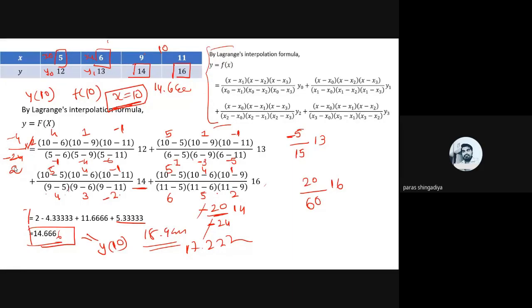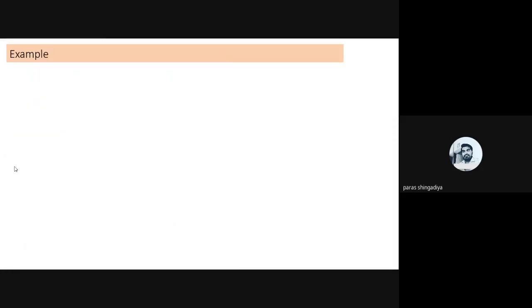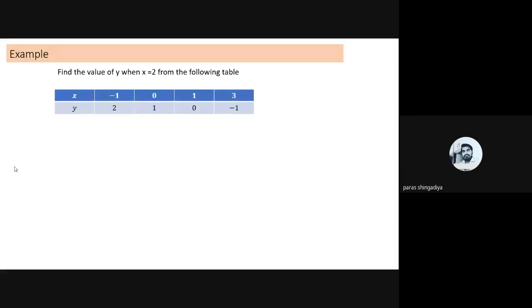Okay, that is for 4 variables. The first example was for 3 variables. Now all of you try this one. Find the values of y when x is equal to 2 from the following table: x is -1, 0, 1 and 3, and y is 2, 1, 0 and -1. These values are given, and find the answer for x equal to 2 by using suitable interpolation.